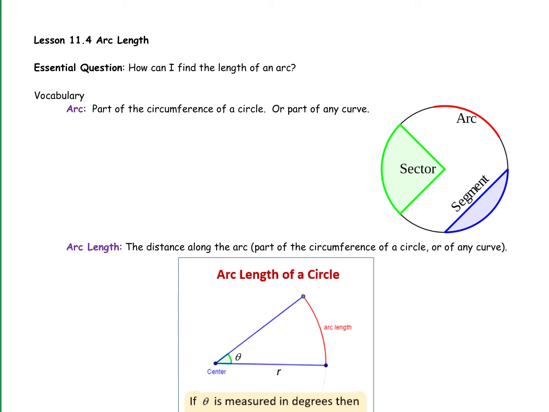Okay, so we are going to talk about arc length today. An arc is part of the circumference of a circle. As you can see, it's the little red part here. This is the arc. That's what we're going to talk about. We're going to find the length of this.